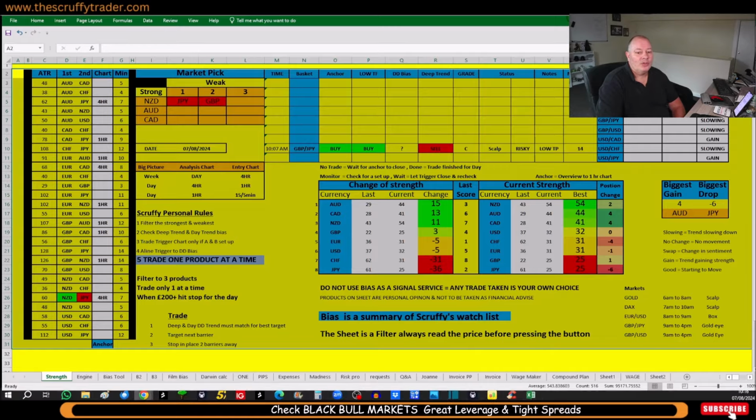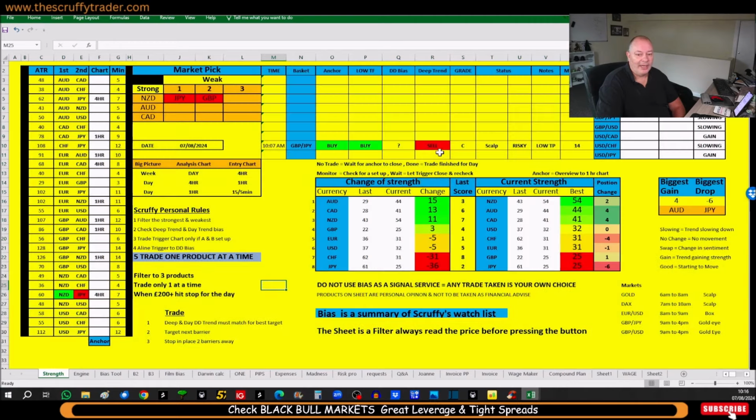I've just done this for the guys. Buy it. Low time frames is buy it. It's a risky scalp, so if it's low TP, I want to be below 14. That's kind of like your normal. I should really call that average target, rather than min target. So I'll just change that. We'll call it average target, because that's the average target.